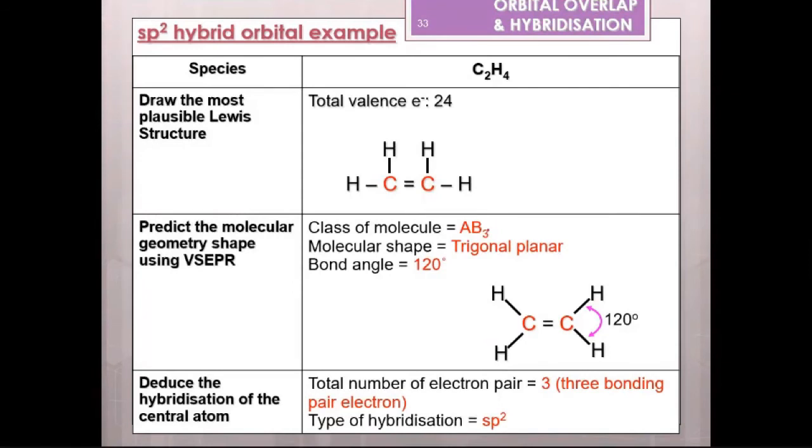Okay, this K is related with pi bond, and there are two central atoms. Both of them are sp2. This one is sp2. This one is sp2 as well. I think should be no problem. Okay, 3 bonding pair, sp2. Now we check for the orbital diagram.